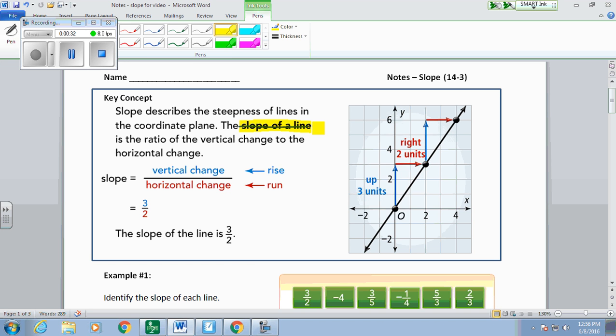So the definition states that the slope describes the steepness of lines in the coordinate plane. That's your x and y axis. The slope of a line is the ratio of the vertical change to the horizontal change. You might remember in Miss Dempsey's class seeing a triangle, meaning change. The vertical change is your y-axis, so that's your change in y, divided by your horizontal change, which is your x-axis, so your change in x. So you're going to have that in there as well.